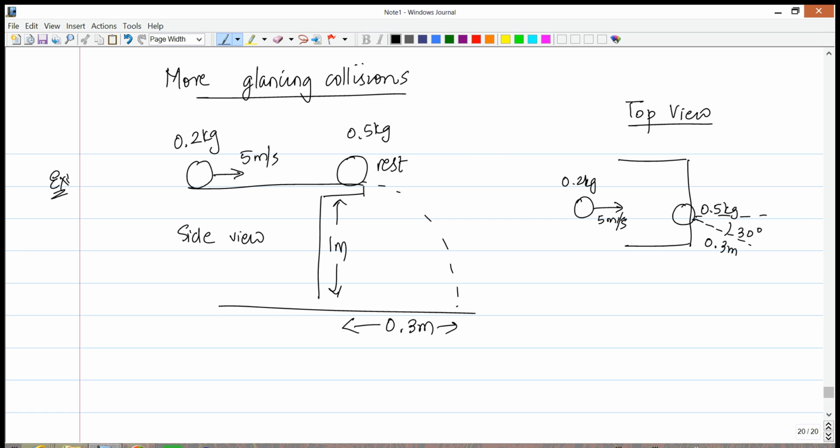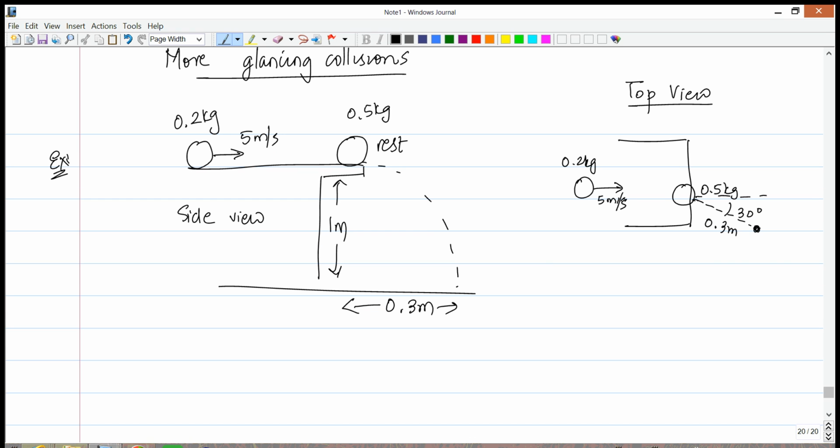I know the left side view is a little messed up because it's difficult to realize, but this 0.3 is the horizontal distance that it travels. It is not the actual length from the edge of the table. That would be 0.3 times cosine of 30, but that's not what we're saying. The 0.3 is actually the distance that it travels. So understand the picture before you move on to the problem.